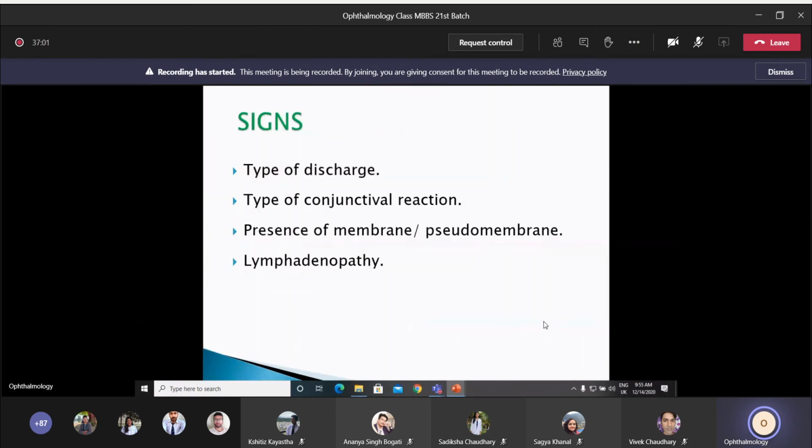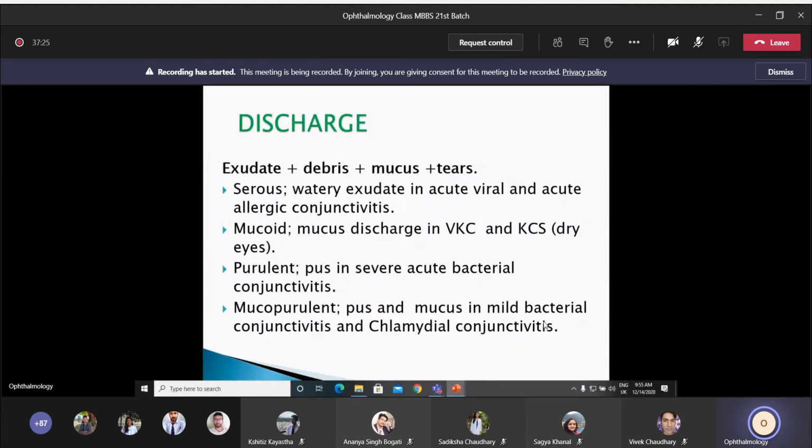conjunctivitis. So signs, when you come to the signs, as we all know, in case of conjunctivitis, there'll be presence of discharge. So we have to look for the type of discharge, type of conjunctival reaction, presence of membrane or pseudomembrane, and lymphadenopathy. So the types of discharge that we look for are these: the serous type, the mucoid type, purulent, or the mucopurulent.